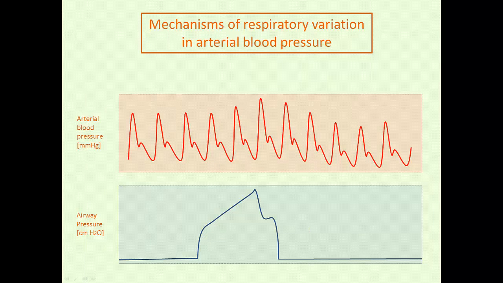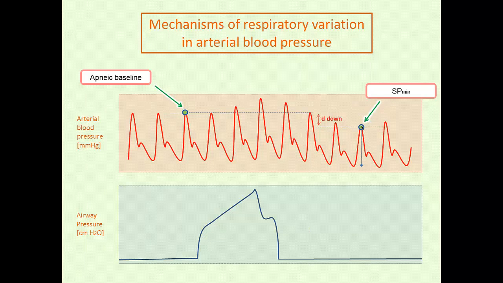Okay, so what about D down? Well, we've talked a bit about D down already. Let's just go over systolic pressure variation one more time. Here's your apneic baseline. This is your systolic pressure min. And the difference between your minimal systolic pressure and the apneic baseline, this determines your D down. And as I mentioned, many argue, in particular Sheldon Magder, that the D down is a better physiologic parameter of volume responsiveness, because it's this D down that's really reflecting that diminished RV preload that occurred during inspiration.